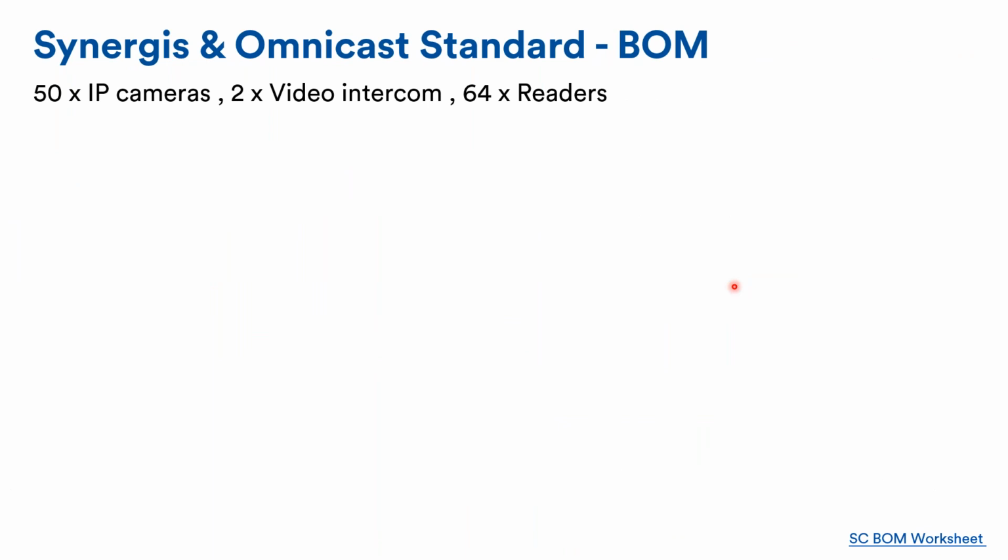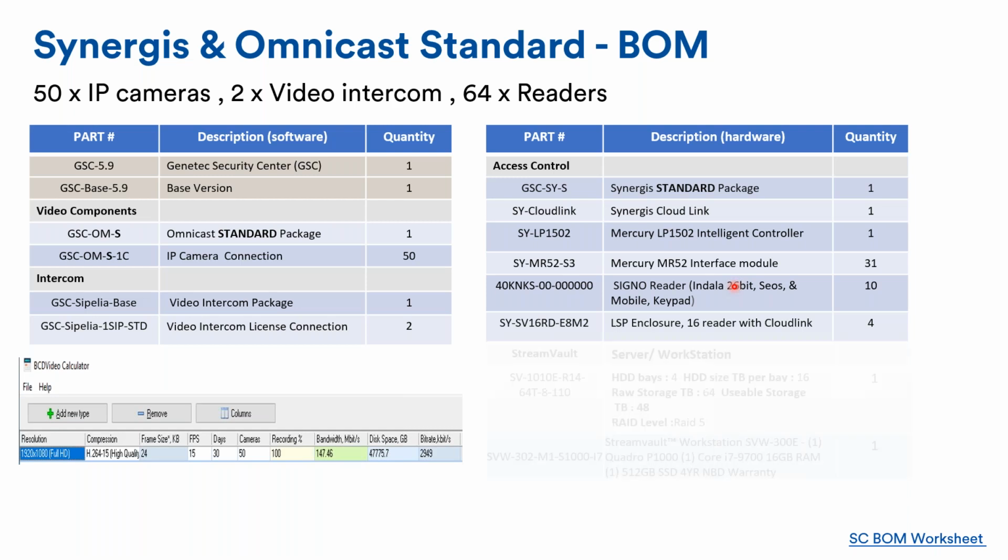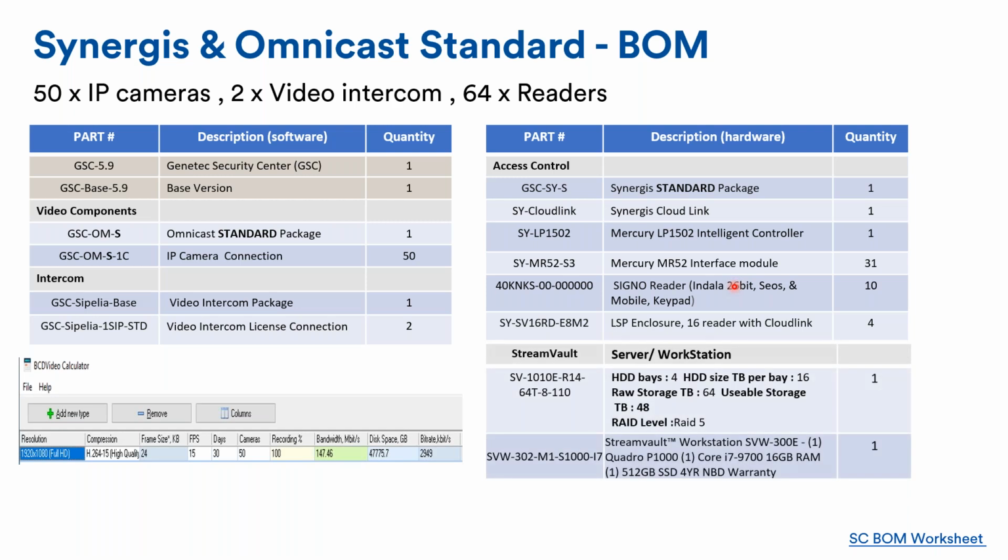So let's take a bill of materials for 50 IP cameras with 2 video intercoms and 64 readers. The table over here basically shows the parts and such that we would need to quote for this solution. So we would need to have our video components, the Genetec Omnicast standard package and our IP camera connection license, as well as our video intercom package and the video intercom license, as well as our access control hardware to go with it.